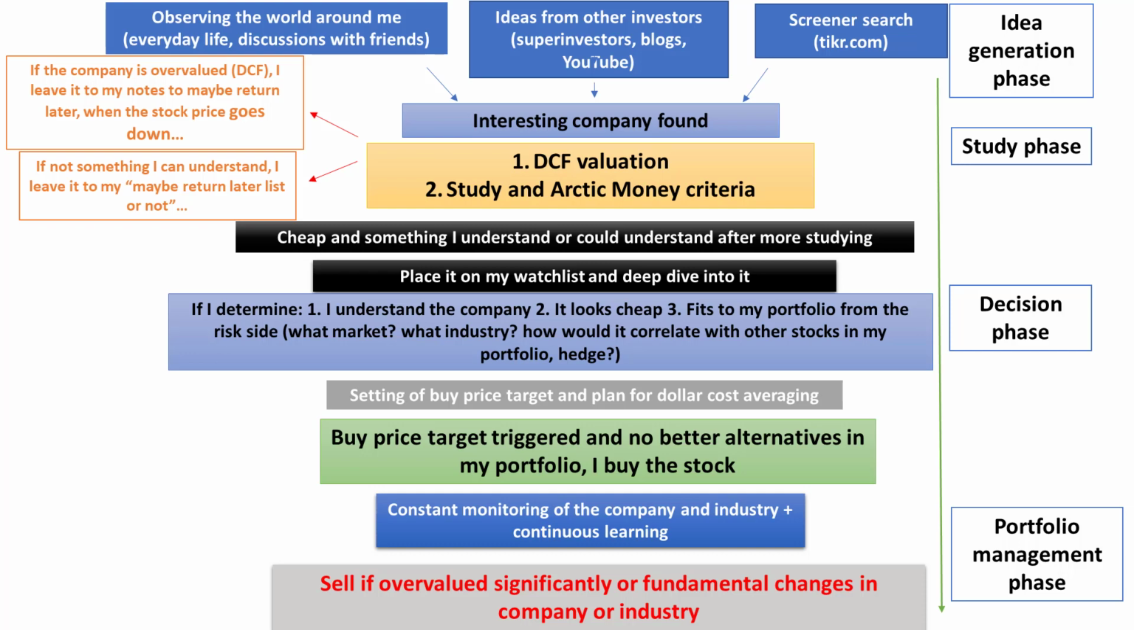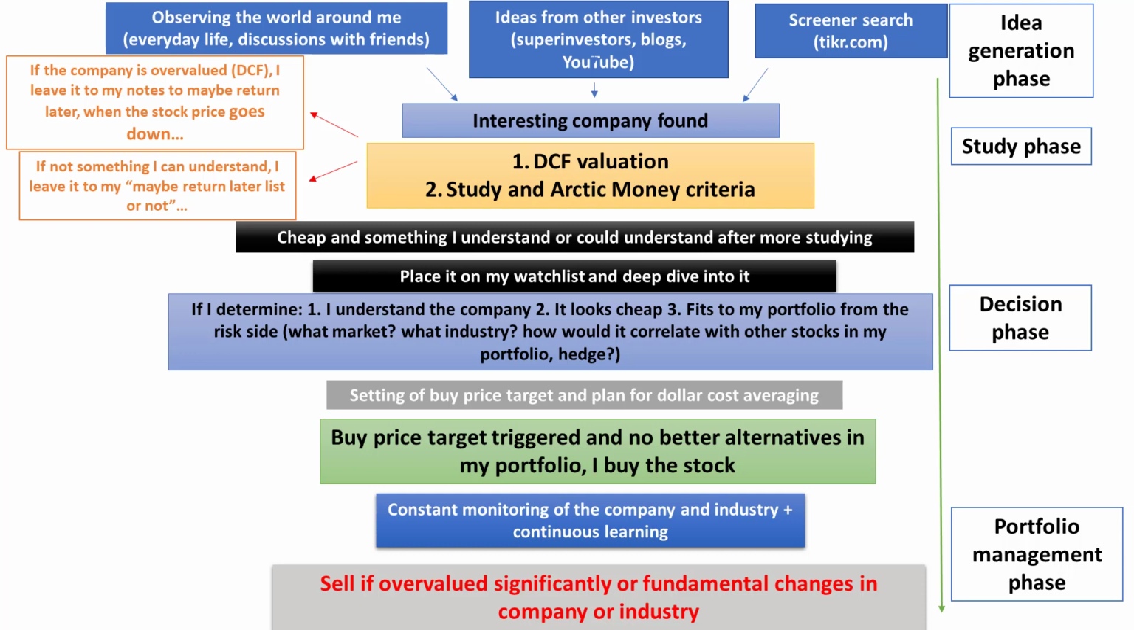So we have the buy price target now triggered and no better alternatives in my portfolio. Then I buy Crocs stock. By no better alternatives, I mean that, as all of you surely know, the stock market tends to move in tandem, either downwards or upwards in big trends. So it might be that Crocs goes to $54, but at the same time something else in my portfolio is looking even cheaper, even better deals. So obviously I need to prioritize that over Crocs.